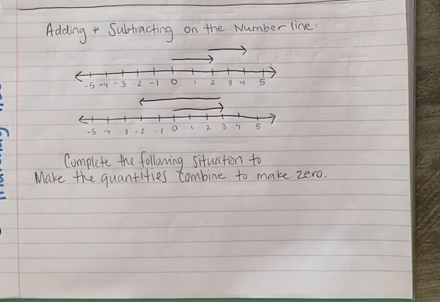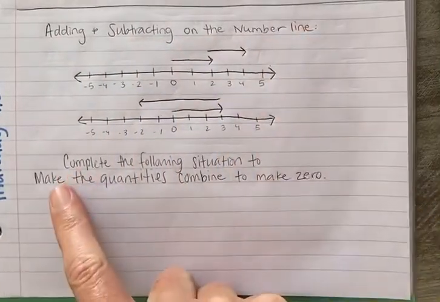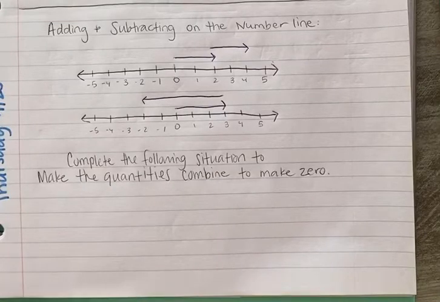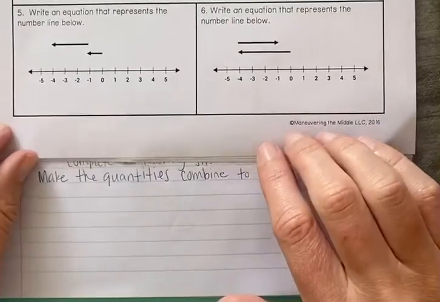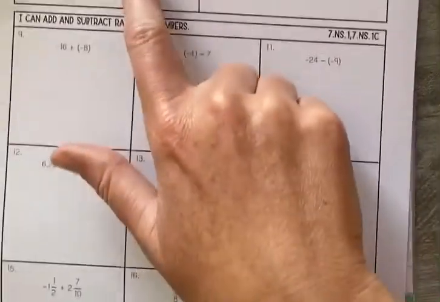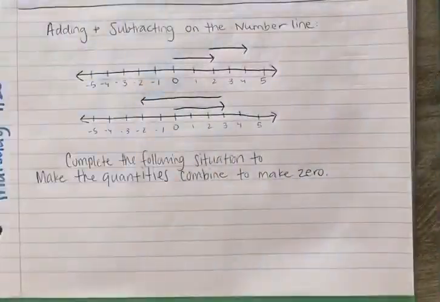This brings me to our last lesson of the week, and that is the second part of our Rational Numbers Unit Study Guide. Our objective is to add and subtract on the number line, as well as complete situations to make quantities of 0. So in looking at our study guide, you're going to see questions that look like this, and these two up here.